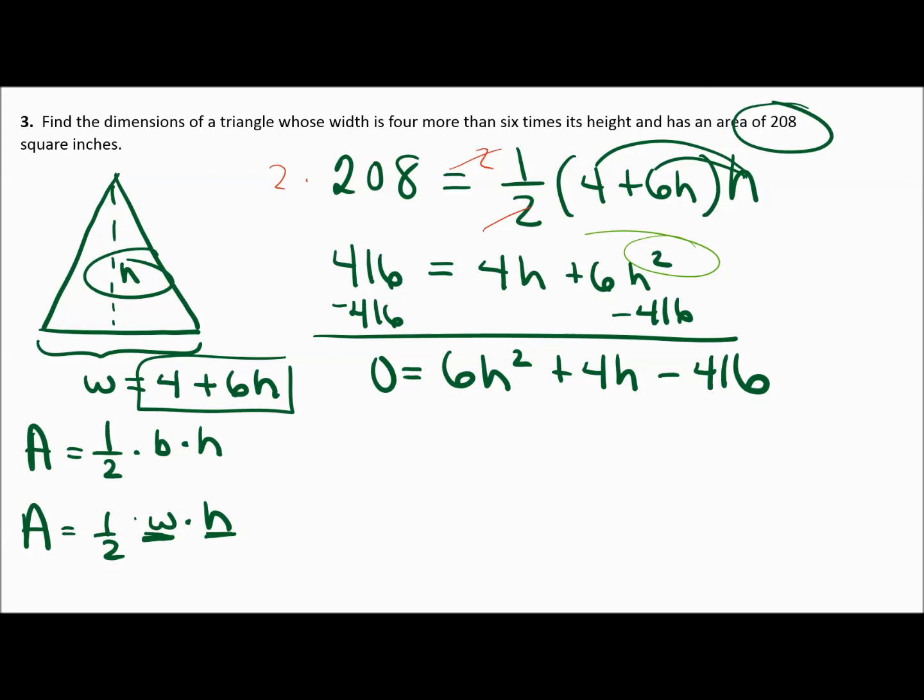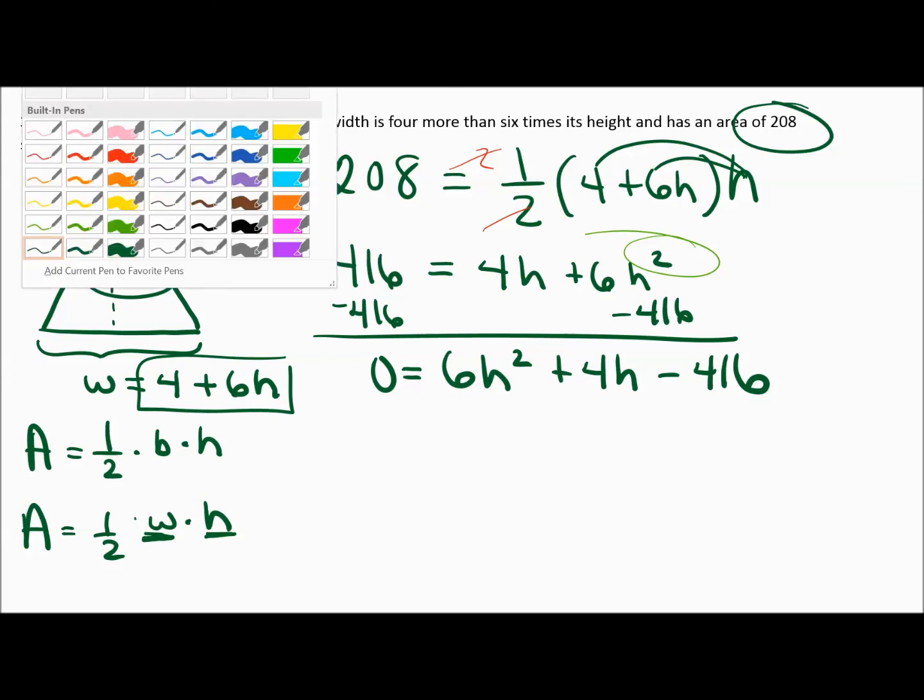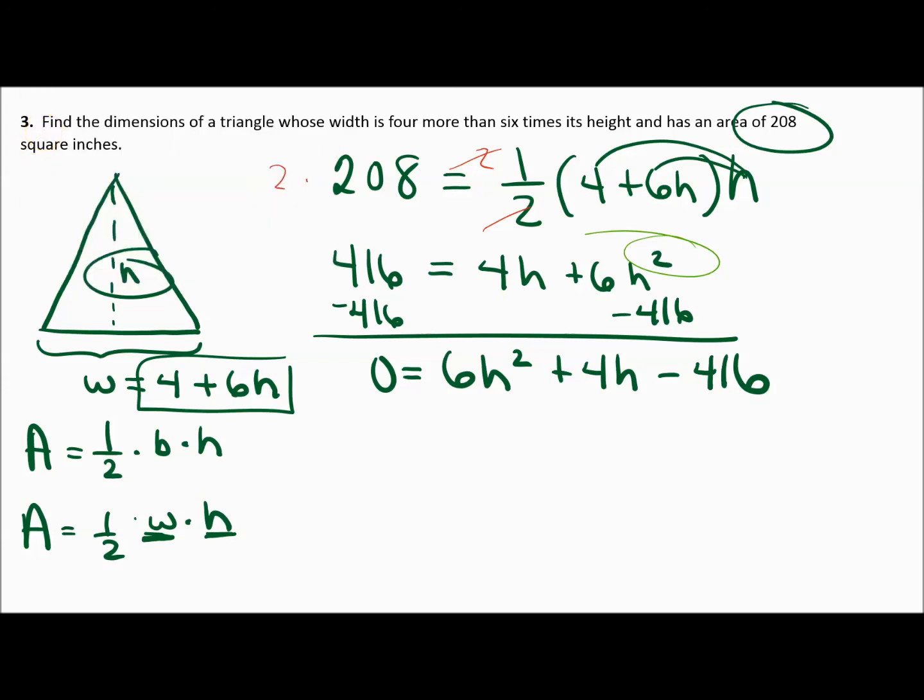You got to know how anyway. Why not? Let's do it. Y'all know the quadratic formula. I'm going to write it over here in red just to remind you. Okay, and it is x is equal to negative b plus or minus the square root of b squared minus 4 times a times c, all underneath the square root, over 2a. Okay, so that's what I'm going to be using. My a is 6, my b is 4, and my c is negative 416.